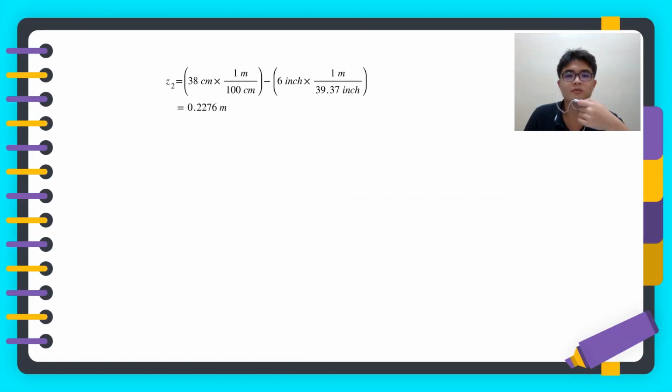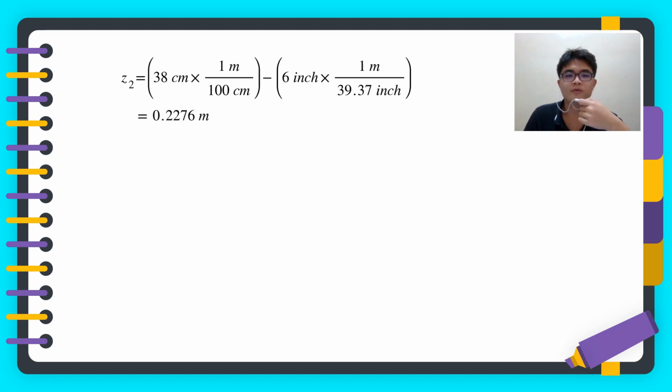Okay, so if we refer to the equation of the head pump, we already know the value of head loss, but we still don't know the value of Z2. So for Z2, we need to use the water depth of the fish tank minus the water depth of the sump tank, and we get the Z2 value to be 0.2276 meter. We need to insert it into the equation of head pump along with the head loss value, and we get the value of head pump to be 1.4735 meter.